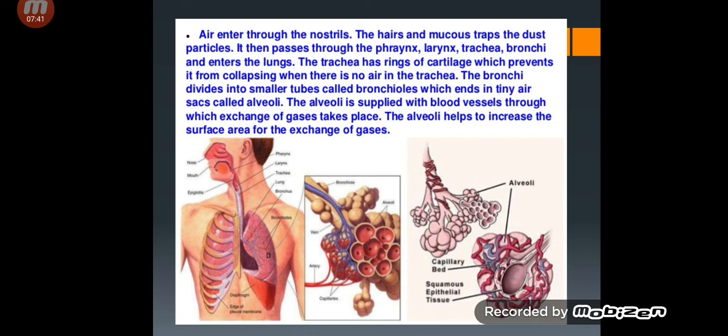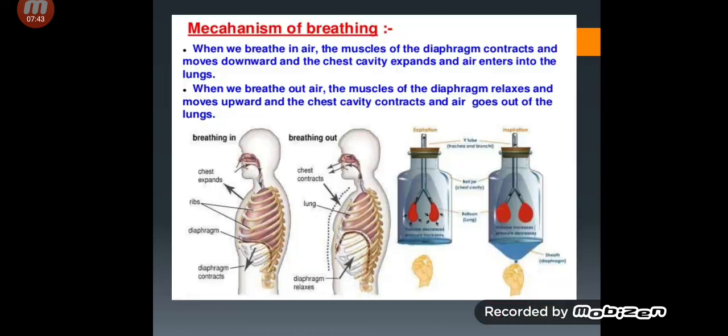Now, mechanism of breathing. When we breathe in air, the muscles of the diaphragm contract and move downward, and the chest cavity expands and air enters into the lungs. When we breathe out air, the muscles of the diaphragm relax and move upward, and the chest cavity contracts and air goes out of the lungs.